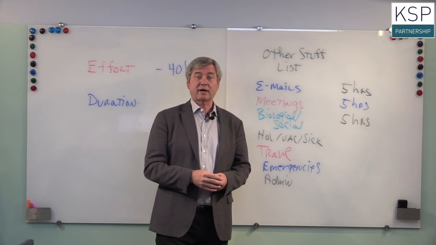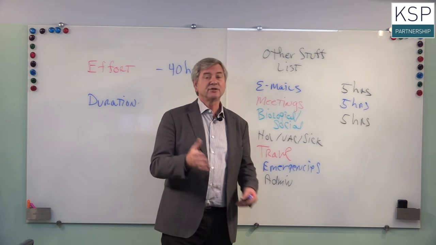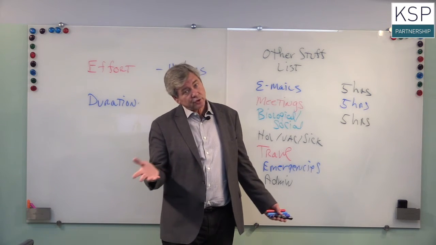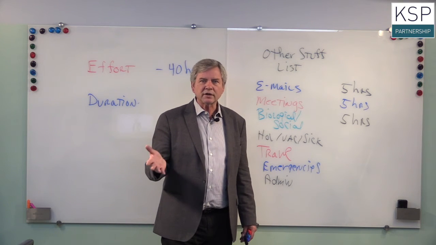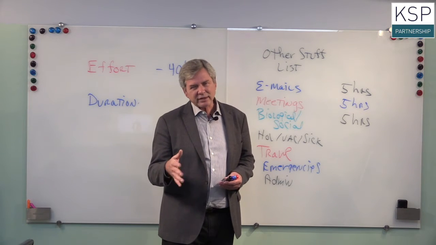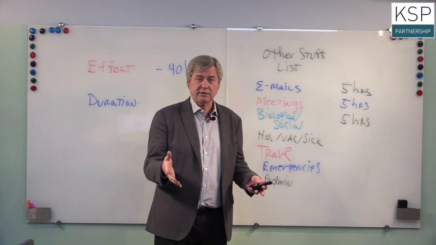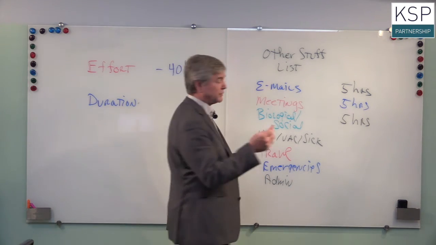Holiday, vacation, sick. Well, we'll do this on an annual basis. So let's assume you get 2 weeks paid vacation. Let's assume you get 10 paid holidays. And let's assume you call in sick 5 days out of the year. That's about 5 weeks out of 52. That's about 10%. 10% of a 40-hour week is 4 hours.